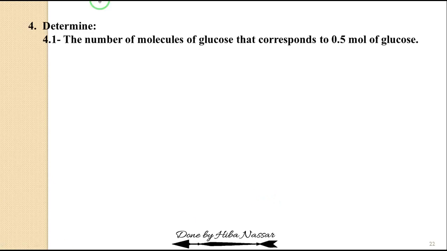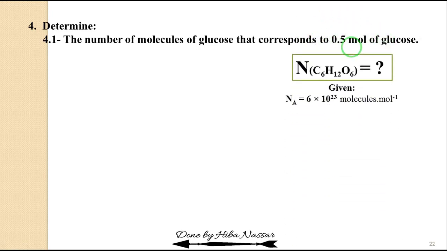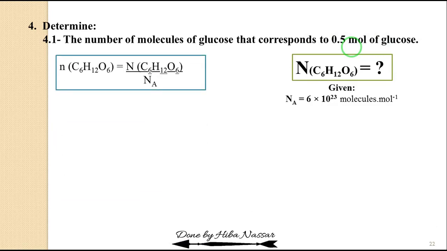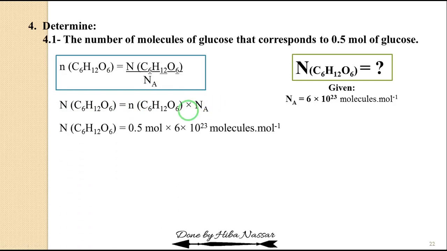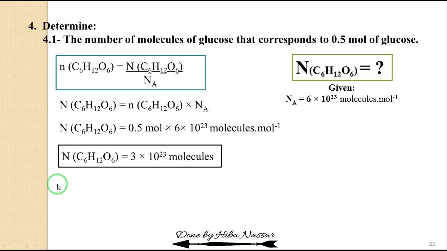Now question number 4. Determine the number of molecules, capital letter N, of glucose that corresponds to 0.5 mole of glucose, and you have a small letter n, the number of moles. So here I'm going to use this formula, n equals capital letter N, which represents the number of molecules, divided by the Avogadro's number. So the number of molecules always is equal to the number of moles times the Avogadro's number, and you will find that the number of molecules is equal to 3 times 10 to the power 23 molecules.